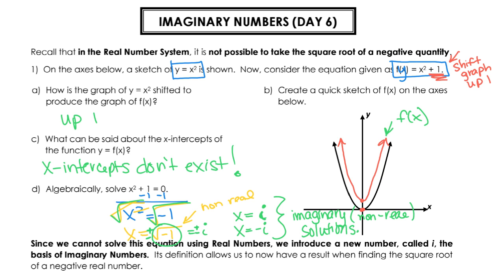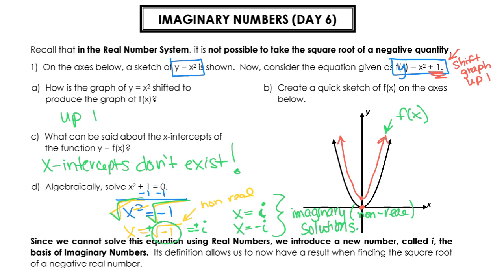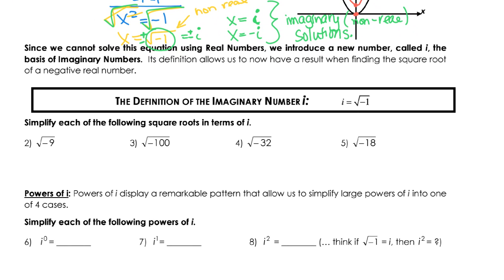Okay, and we get those when parabolas, or quadratic functions, do not touch the x-axis, okay? They have no real x-intercepts, okay? However, they do still have solutions. They're just imaginary or non-real solutions, okay? So a little bit confusing and abstract to our mind because it is something brand new that we're not used to. So it'll take us a little bit to get used to the idea, okay, and how this is all connected. All right, so it says, since we cannot solve this equation using real numbers, we introduce a new number called i, okay, the basis of imaginary numbers. Its definition allows us to now have a result when finding the square root of a negative real number.